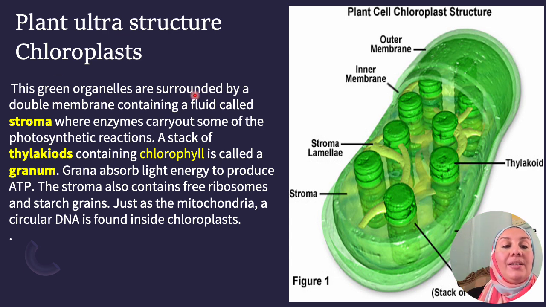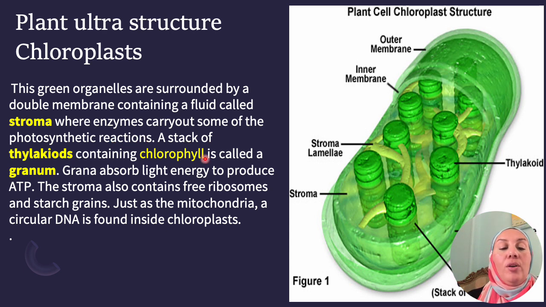These green organelles are surrounded by a double membrane containing a fluid. Yes, mitochondria used to have a fluid. We used to call it the matrix. Here it's not called the matrix. It has a different name. We're going to call it stroma. Here enzymes carry out some of the photosynthetic reactions.